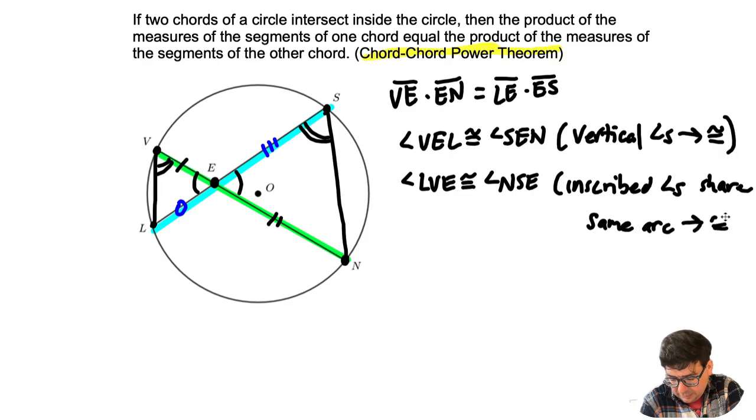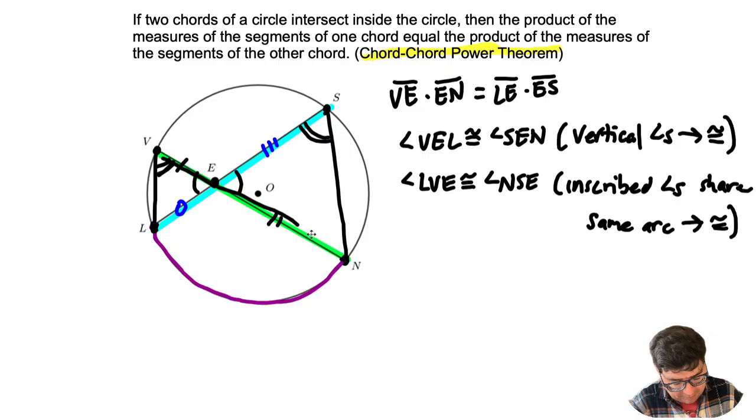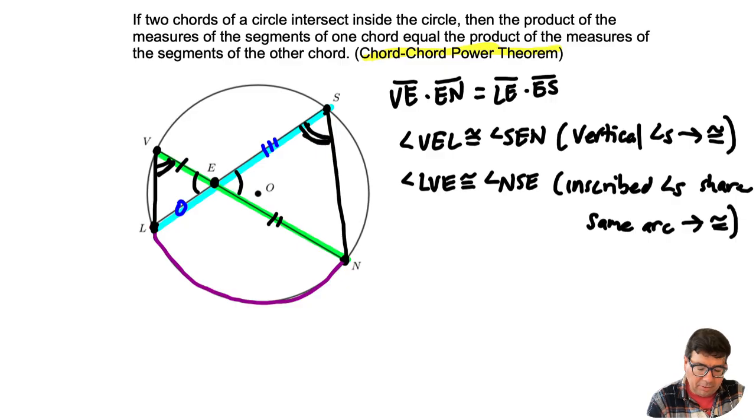So what do I mean by sharing the same arc? This arc right here, L all the way over to N, is subtended by angle LVN, which means this angle basically spans the arc from one side to the other. If I draw the other segment there, you can see that it intercepts that arc. The same is true for the angle NSL. This angle over here also intercepts the same arc, and since any arc is congruent to itself, those two angles are congruent to each other.